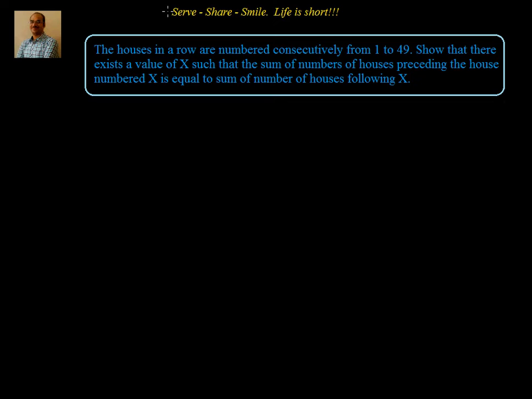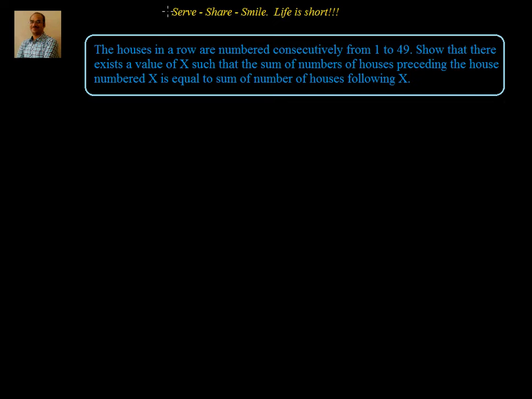Let's look at this interesting example related to arithmetic series or arithmetic progressions. The houses in a row are numbered consecutively from 1 to 49. Show that there exists a value of x such that the sum of numbers of houses preceding the house numbered x is equal to the sum of numbers of houses following x.